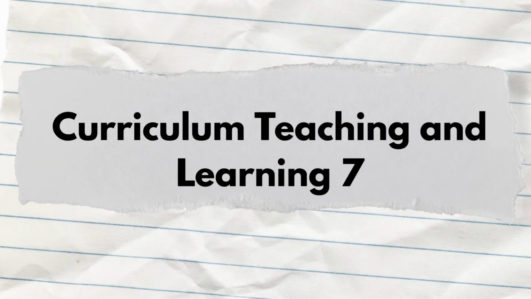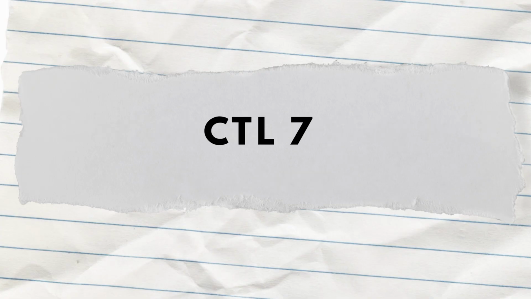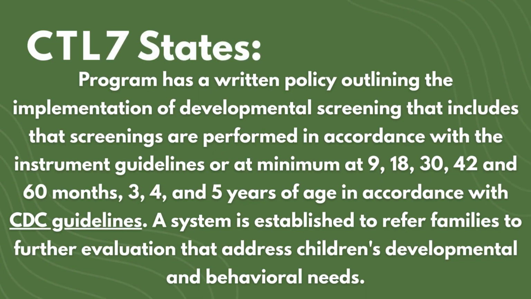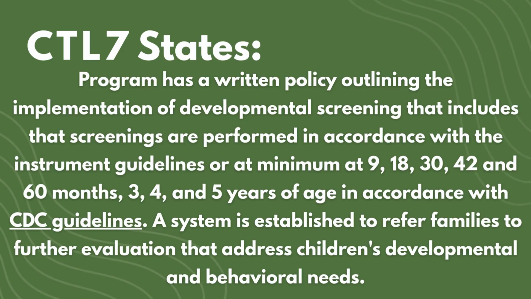In this video, we'll be discussing Standard 7 from the domain Curriculum, Teaching, and Learning, or CTL 7. CTL 7 states, program has a written policy outlining the implementation of developmental screening that includes that screenings are performed in accordance with the instrument guidelines, or at minimum at 9, 18, 30, 42, and 60 months, as well as 3, 4, and 5 years of age, in accordance with CDC guidelines. A system is established to refer families to further evaluation that address children's developmental and behavioral needs.